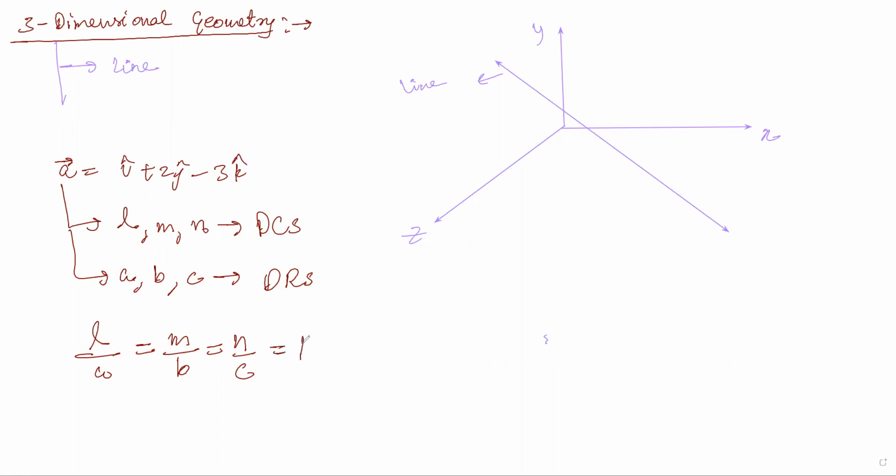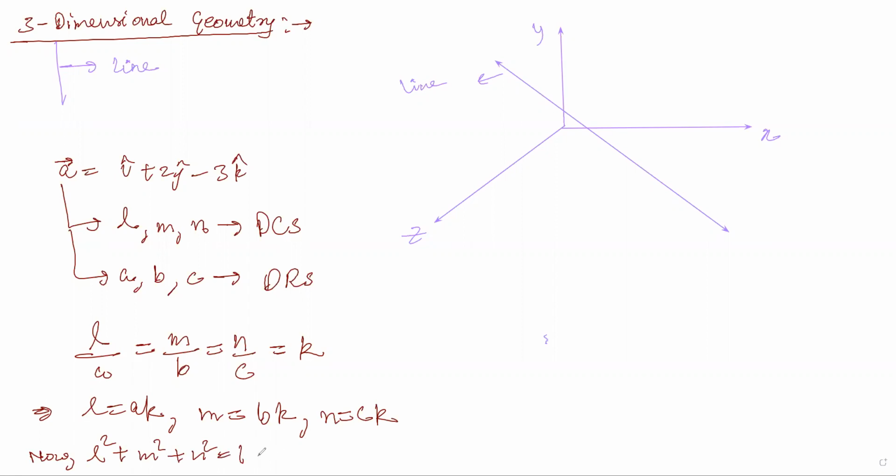So let's take this ratio as k. From here, you can take l by a is equal to k. Hence, you have l as ak, you can take m as bk, and you can take n as ck. Now you know one identity, that l square plus m square plus n square is equal to 1. Sum of squares of DCs is equal to 1. So if you put that, it becomes a square k square plus b square k square plus c square k square is equal to 1.